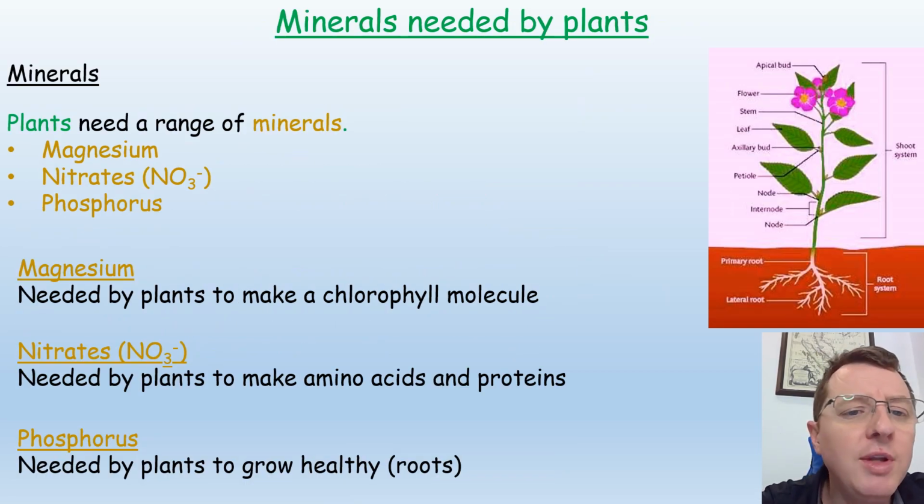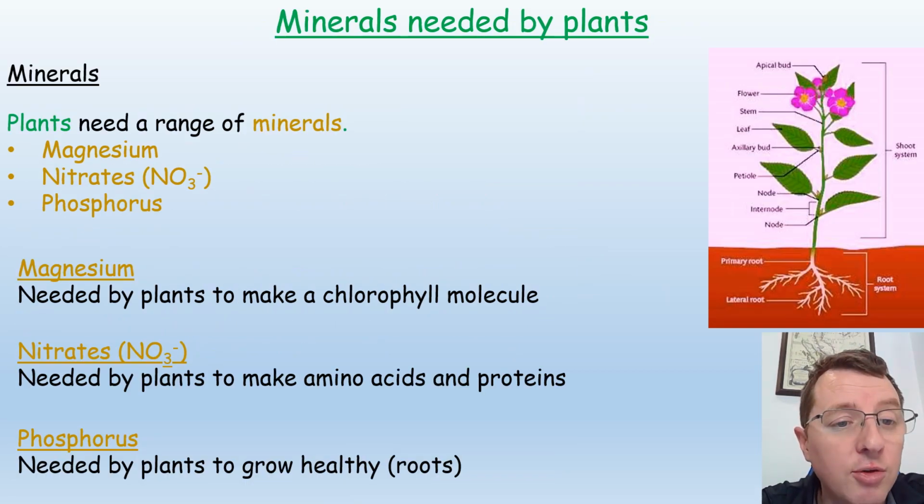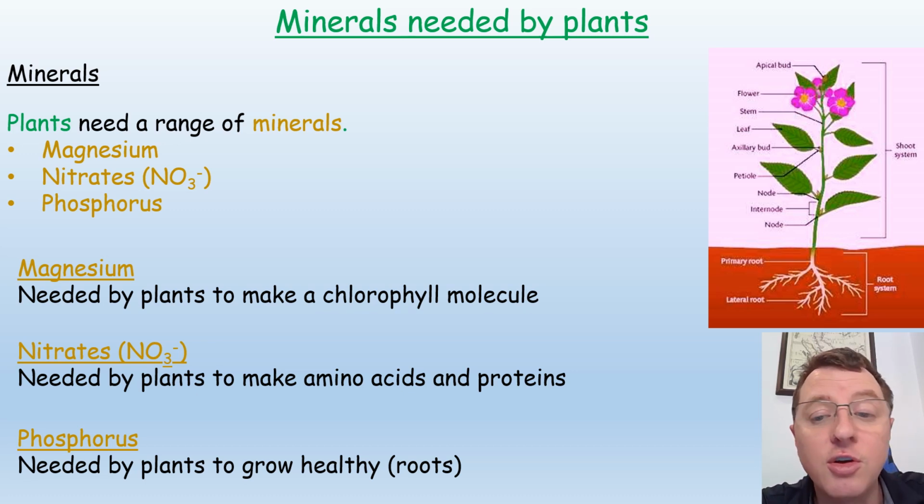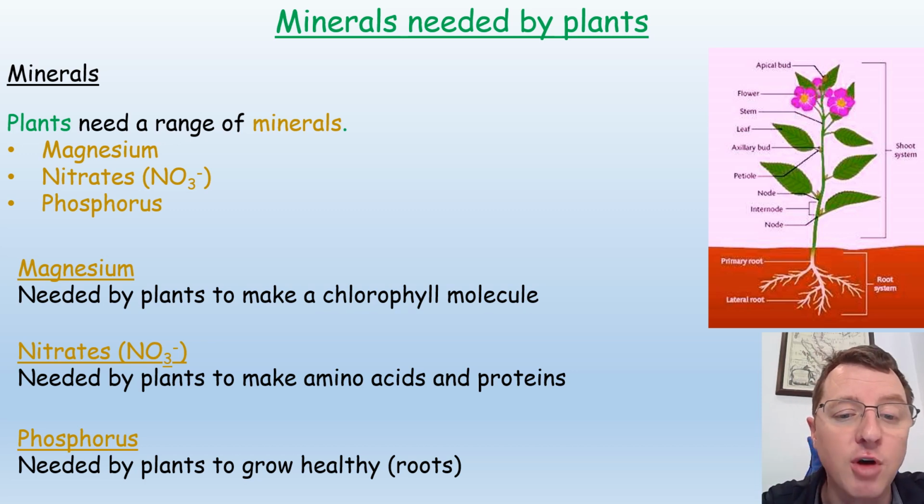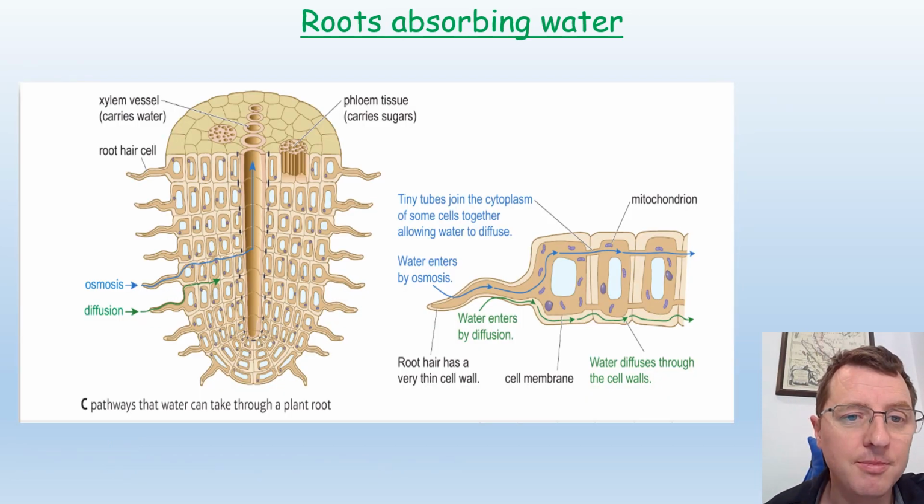Now, plants do need a large range of minerals, including magnesium, nitrates and phosphorus. Magnesium is needed by plants to make chlorophyll molecules. Nitrate is needed by plants to make amino acids when they combine the nitrates with glucose. And once you've made amino acids, you can therefore make proteins. And phosphorus is needed by plants to grow healthy roots.